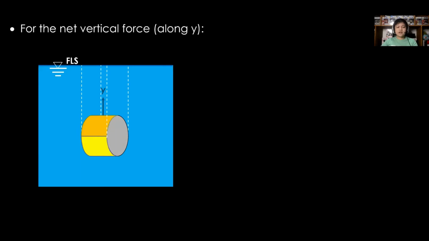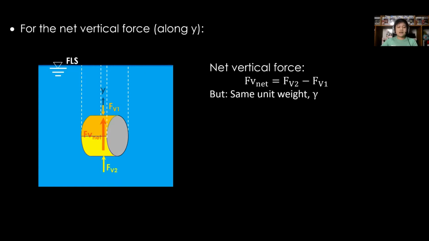Next, for the net vertical force, this is along Y. Assign hydrostatic forces, we have F sub V1 and F sub V2. V1 is for the downward force at the top of the cylinder, while V2 is for the force that is below the cylinder. So for the net vertical force, we have FV net equal to FV2 minus FV1. But same unit weight, gamma.